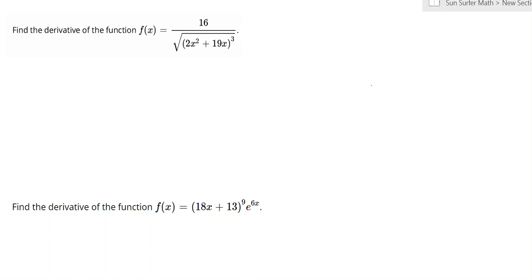In this video, I'm going to be doing a few more examples of the use of the chain rule for finding derivatives. So in the first example, we have a radical in the denominator, and the quantity underneath the square root sign is being raised to the third power. So it would be helpful to rewrite this, first of all, as 16 divided by 2x squared plus 19x to the 3/2 power.